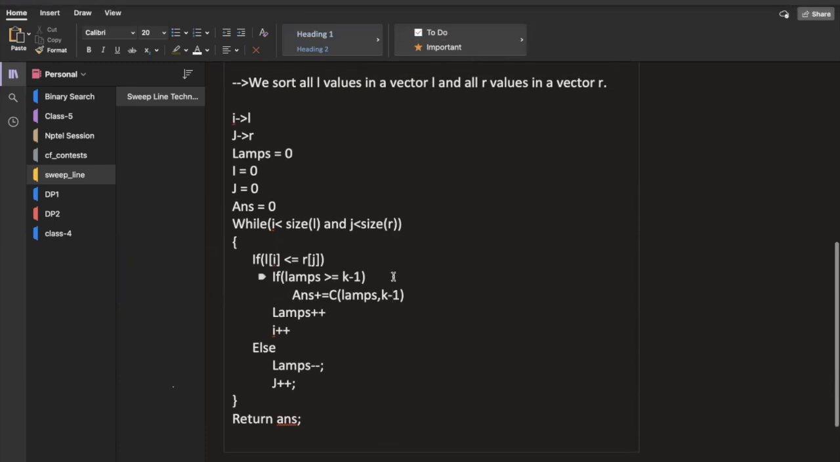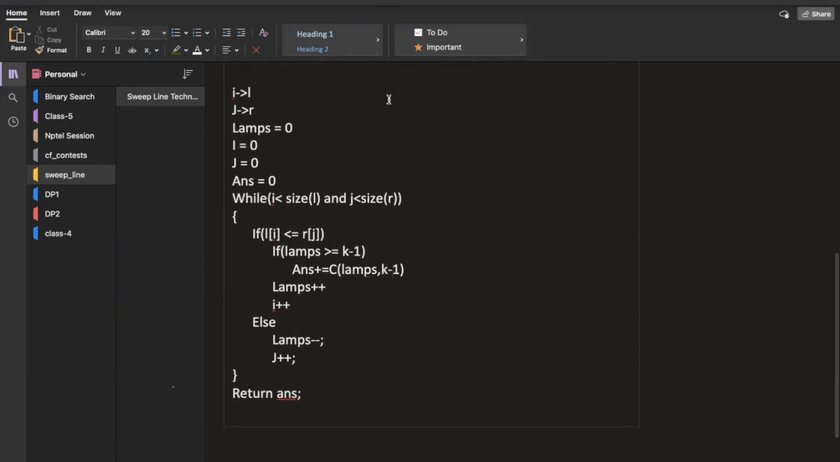Just a minute. I think, no. So we can't just increment lamps first and then do lamps CK, because we have to fix that we are considering this ith lamp. We are considering the lamp which has just started at the point x equals to Li. So we have to make sure that we are considering it. But then we can do lamps minus 1, k minus 1. Yeah. That we can do, sure.